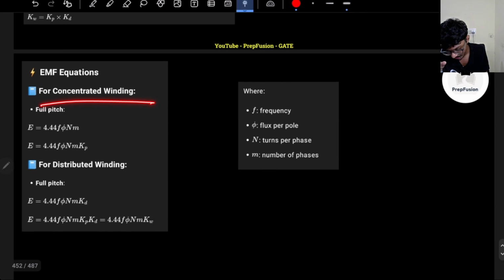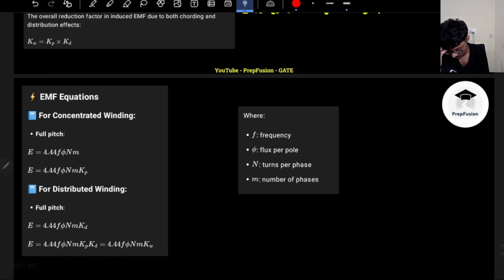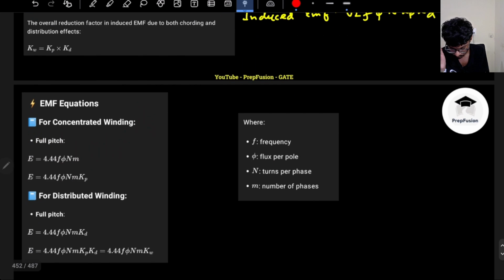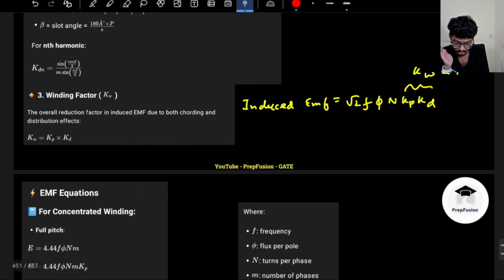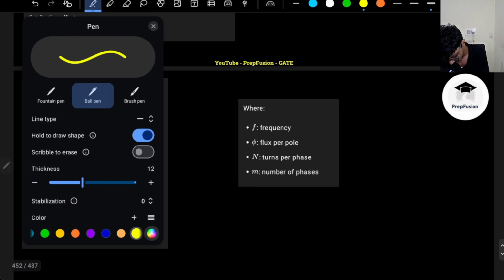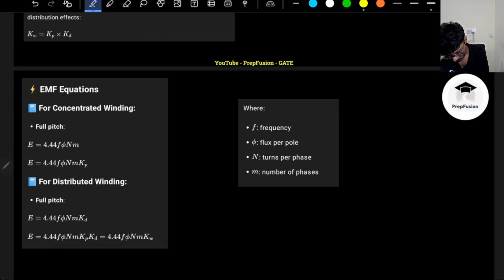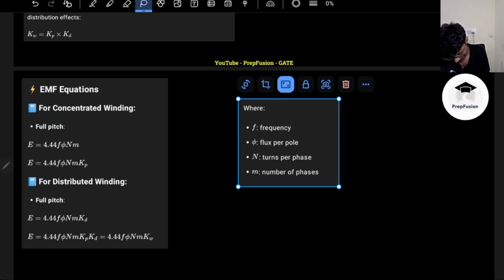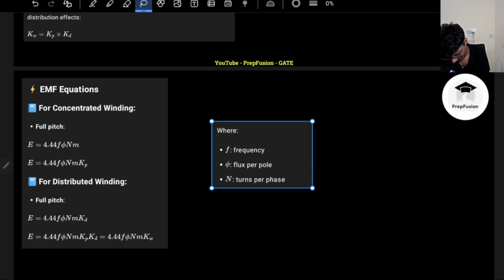For a concentrated winding and full pitch winding, the EMF induced will be this. There will not be any reduction in the voltage. So here m will not be present. Why is m present? m is for the nth harmonic, right? No, m will not be present. Sorry, this is wrong. Only the number of turns will be present.